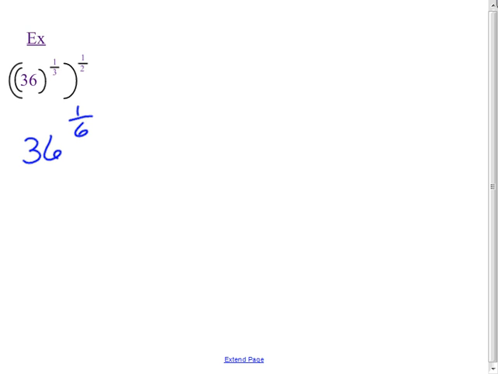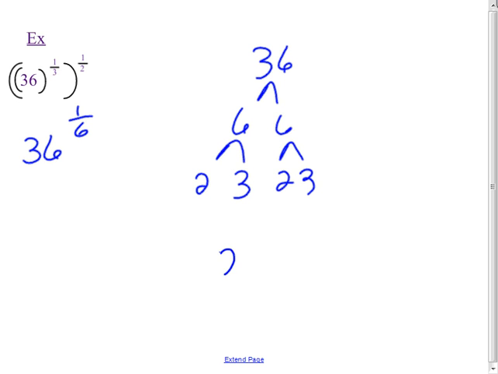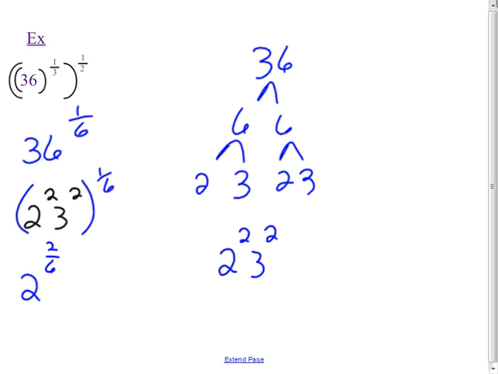So now 36, I don't know what the 6th root of 36 is, so I'm going to break it down. It's 6 and 6, 6 is 2 and 3, 6 is 2 and 3, so it's 2 squared and 3 squared. Okay, that's what 36 is. So substitute that in. 2 squared times 3 squared, all to the 1/6. Now I have a product with an exponent, and they all have exponents as well, so I send that 1/6 to each of them. So it's 2 to the 2/6, which you know is 1/3, times 3 to the 2/6, which is 1/3.